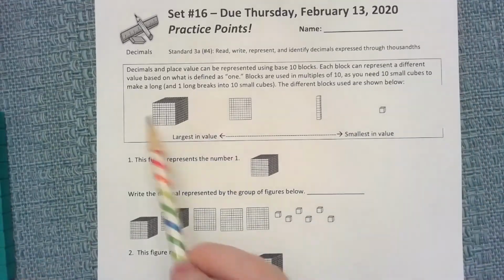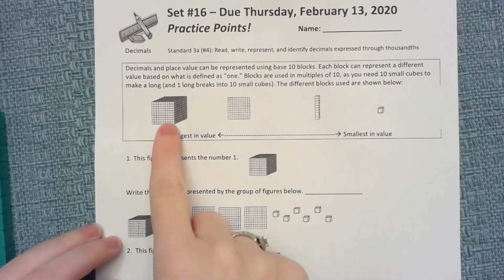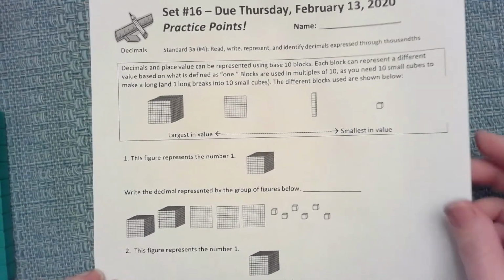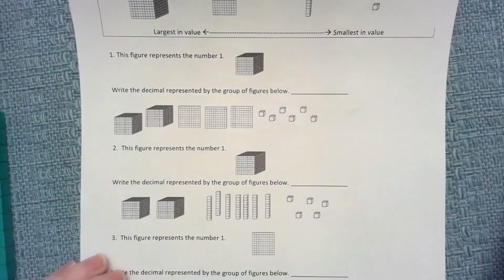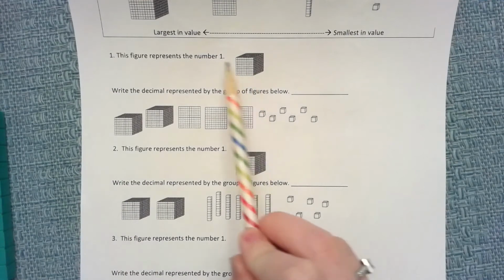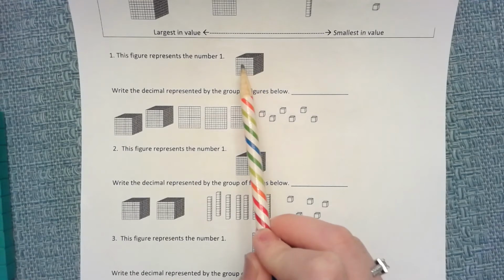Okay, this up here at the top of our practice point set 16, this is page 1, is just again explaining how the cube is our largest in value and our tiny guy is our smallest. Okay, so what we do is we always look at the problem and we see what shape is representing the number 1. In other words, what shape is representing our whole number.